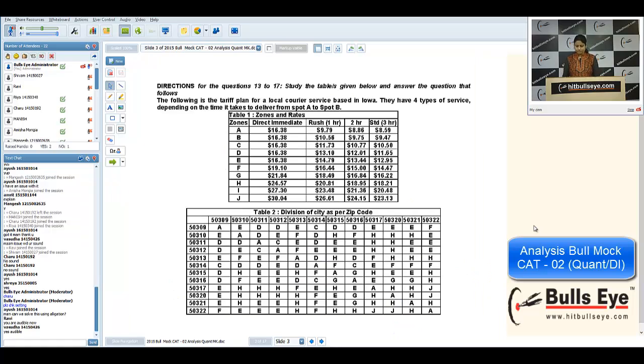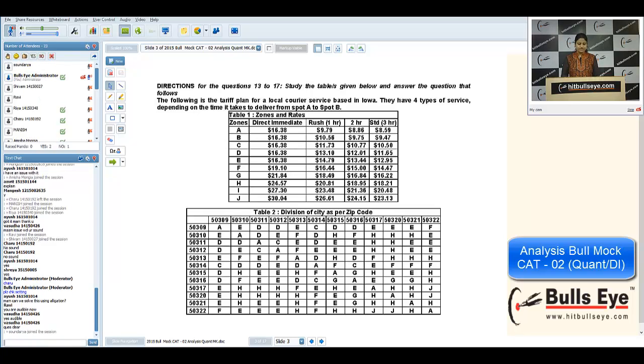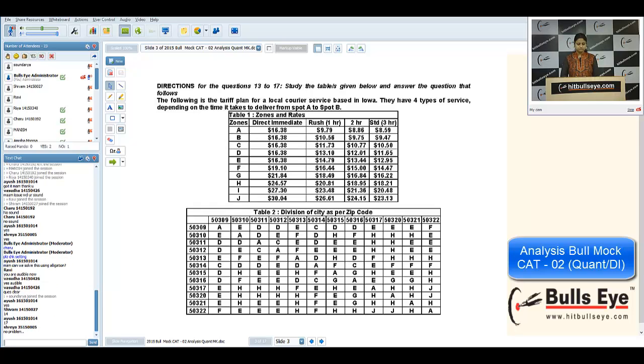Now let us move to the second set, question number 13 to 17. It was a medium set. I'll not say that it was a difficult set. It is a medium. Is it okay? 13 to 17. If you face any problem in any question from 13 to 17, please write the question number in the chat box. Yes, 14 and 17, 16 as well. Okay.